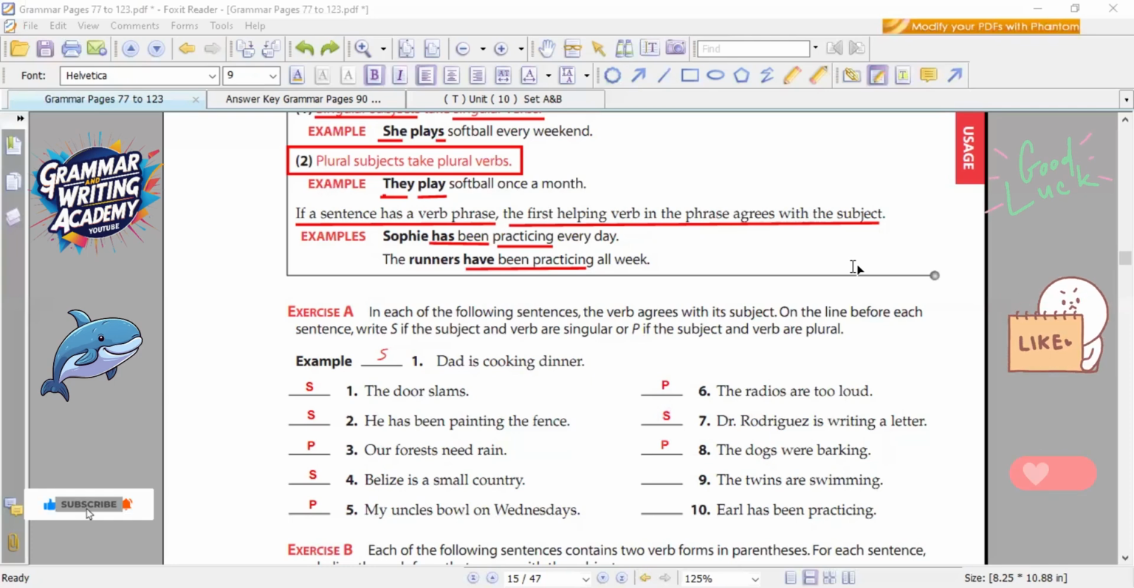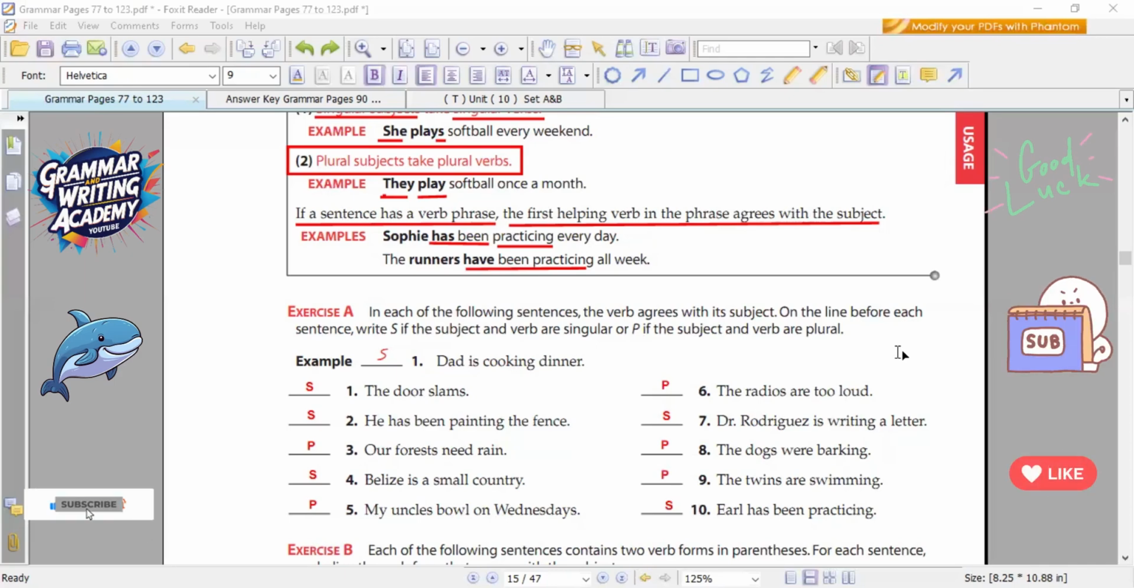And moving to Muaz, 9 and 10. Yes, mister. Read number 9, please. The twins are swimming. It's plural, because twins is plural, and are is for plural subjects. Perfect. The last one. Earl has been practicing. Singular, because Earl is a singular subject. Has been practicing. Has is for singular. Thank you so much here, Muaz.